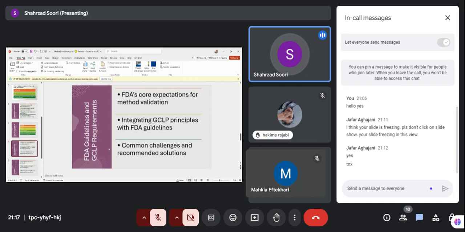The second one is compliance. Regulatory standards demand robust validation to ensure that lab results are legally defensible. And the third one is patient safety.